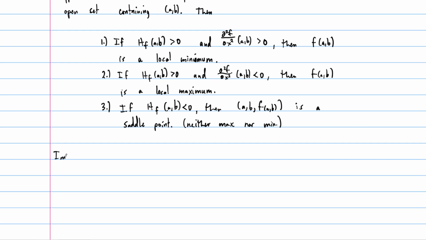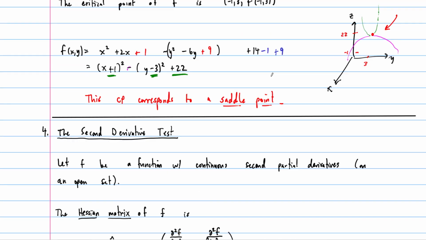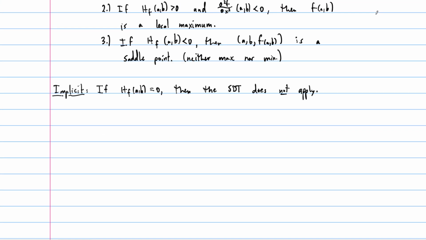So this is an implicit observation. It's not written. I'm making it explicit, right? But as you read this, you should have noticed that it's implicitly, actually a result. So if the Hessian of f at (a, b) is equal to 0, then the second derivative test does not apply. You cannot draw any conclusions if your Hessian is equal to 0. Then you have to go back and use a first derivative test or try to sketch the surface, like we did on the last example. Okay, so that's the second derivative test as a theorem. Let's now do another example.